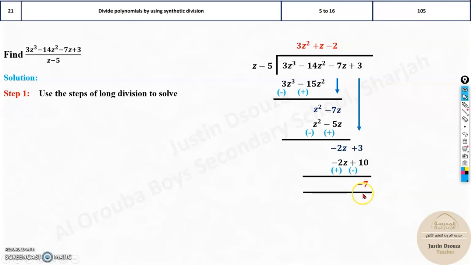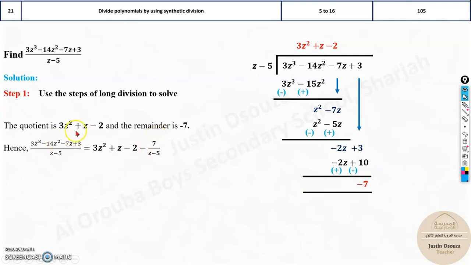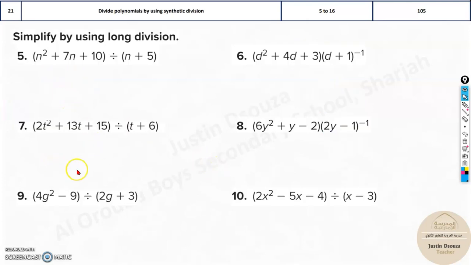You are getting some remainder. Now, this is the quotient: 3z squared plus z minus 2. But there is some remainder. How do we write it? Basically write the quotient first, whatever is there, and then write the remainder divided by the divisor. That is what we do. See, 3z squared plus z minus 2, minus 7 divided by the divisor z minus 5. Now this is your final answer.